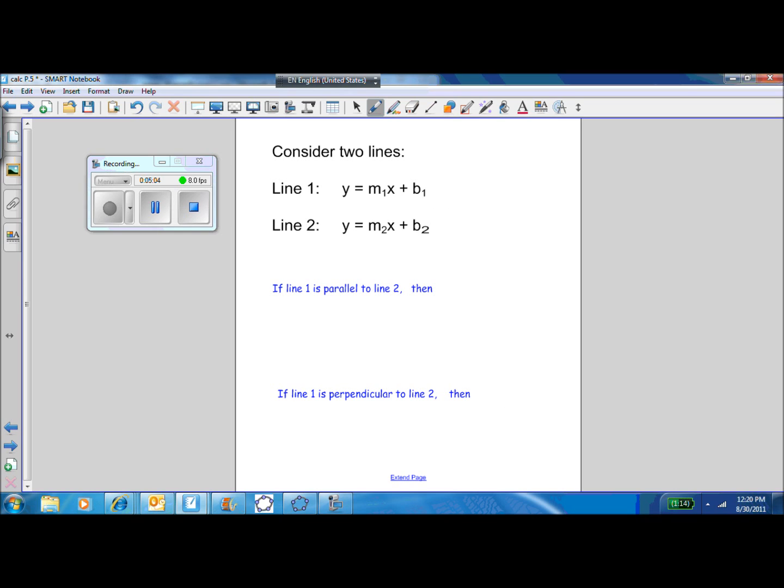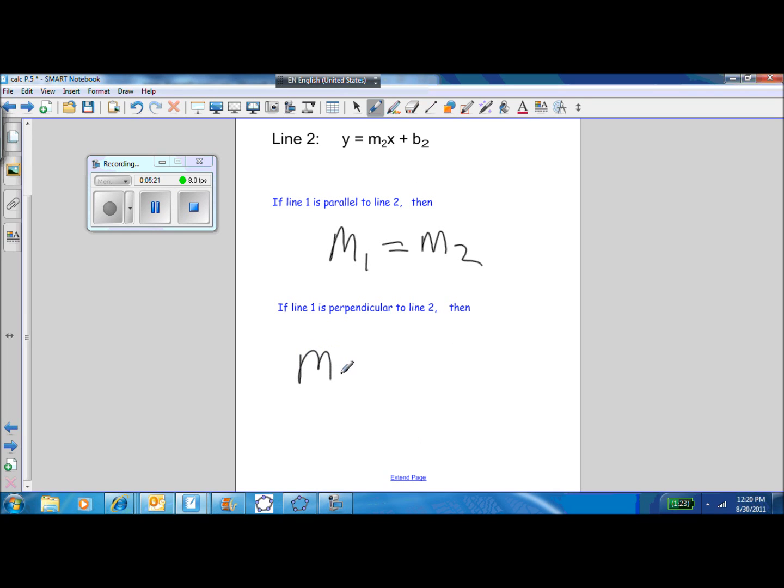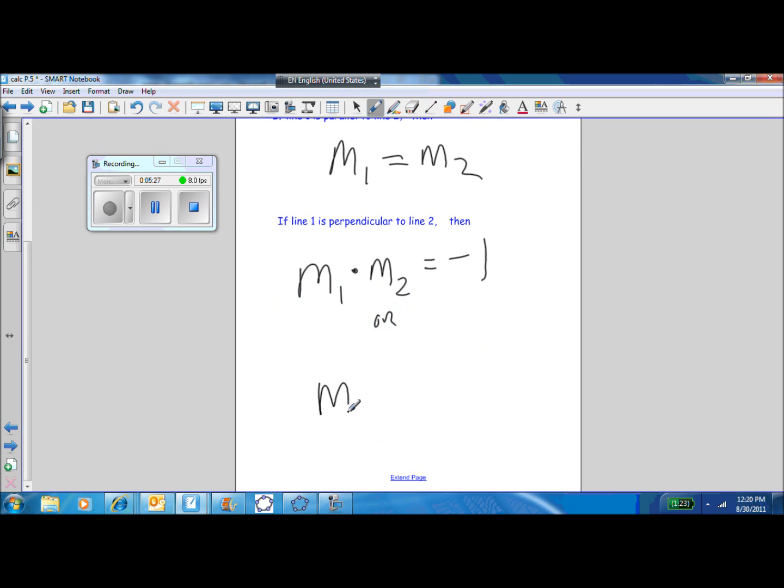Consider two lines, line 1 and line 2. If line 1 is parallel to line 2, then what's true about their slopes? Well, they have to be equal. Slope 1 equals slope 2. And if line 1 is perpendicular to line 2, then the slopes have to be negative reciprocals. And that's a fancy way for just saying slope 1 times slope 2 is negative 1. Or you can say one slope is the negative reciprocal of the other slope. Slope 1 equals negative 1 over slope 2.